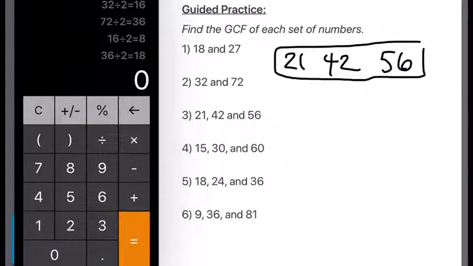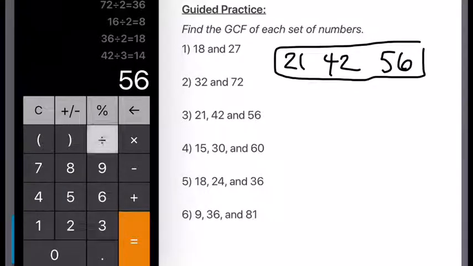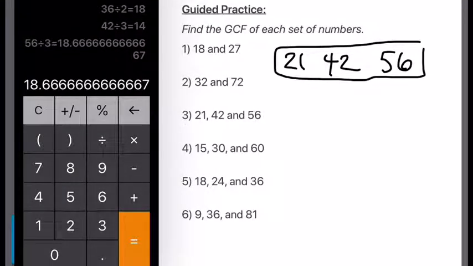Again, all 3 of these numbers are not even. So we cannot divide by 2. 21 divided by 3, yep. 42 divided by 3, yep. 56 divided by 3. Oh no, so 3 doesn't work. 5 doesn't work because they don't end in 0 or 5. So remember what I said, always start with your prime numbers.